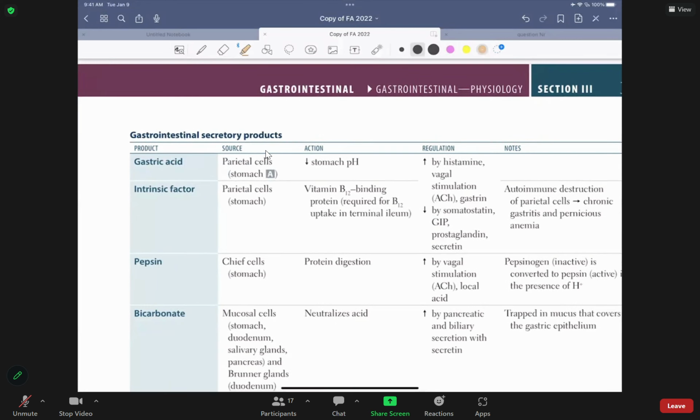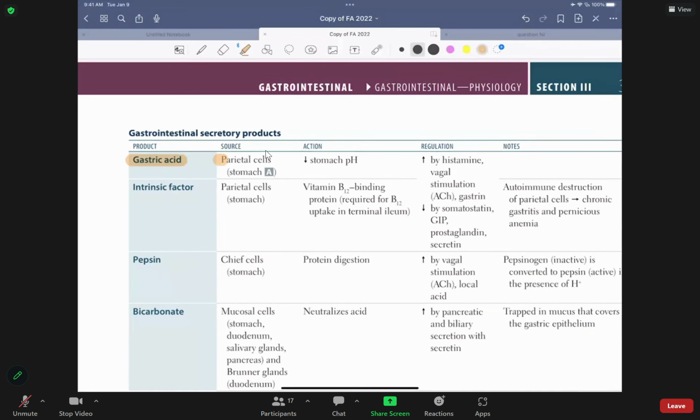Continue here. H+ comes from the parietal cell. Who stimulates? Gastrin, histamine, and vagal nerve. 3 stimulations, okay? What's their function? Produce H+. When you produce H+, what happens? It becomes acidic pH. The stomach has one of the most acidic pH.